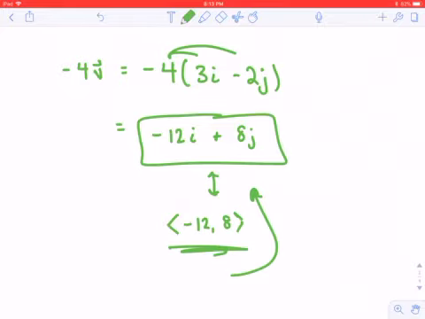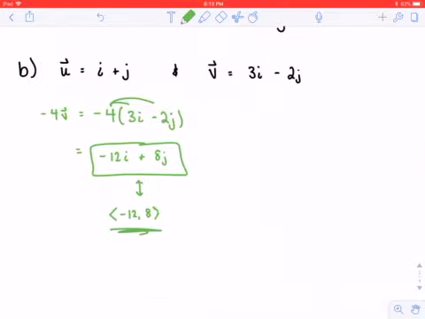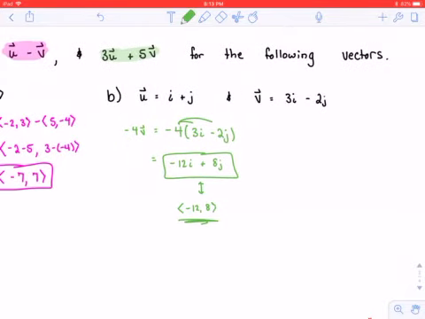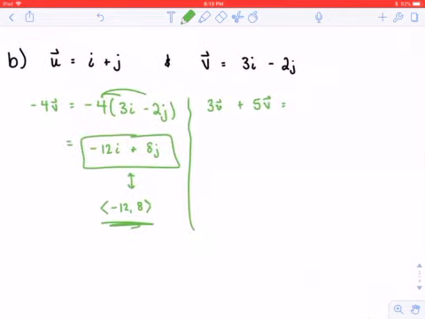But just to make sure you understand what that actually is. Okay? And then 3u plus 5v. So I'll write that out here. So 3u plus 5v. All right. So in order to do this, I have to first find out what is 3u. And then I'm going to find out what 5v is. So let's start with the 3u.